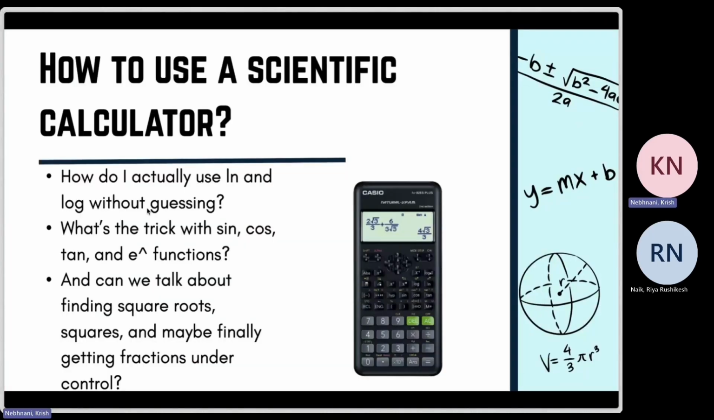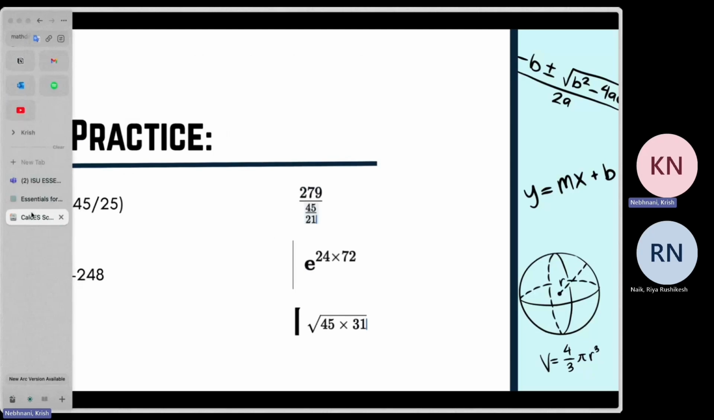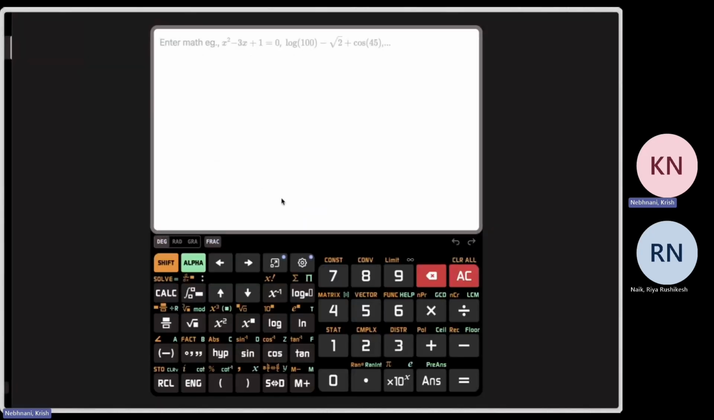So starting off, we have the scientific calculator. We need to find out how to actually use the calculator. So I will be sharing my screen and showing you on this website how a scientific calculator would look like. We have many functions as you can see. The most important ones would be the fraction, the square root, the squares, etc.